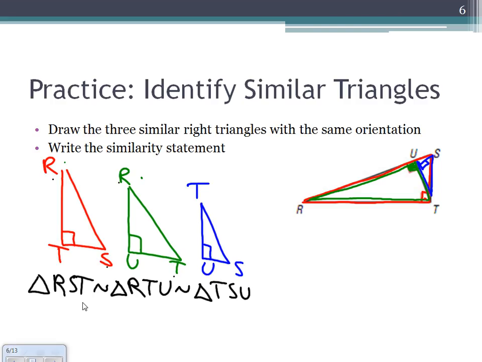Okay? What if I did RTS, RDT? Perfect. Go ahead. Gotcha. That's fine, as long as you keep the same order. You walk down the triangles in the same direction, that's perfectly fine.